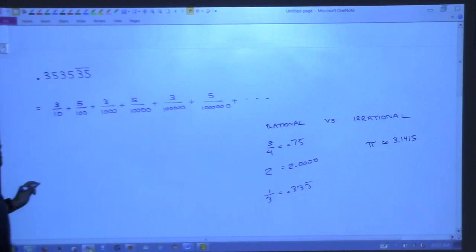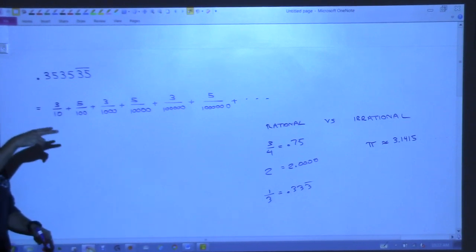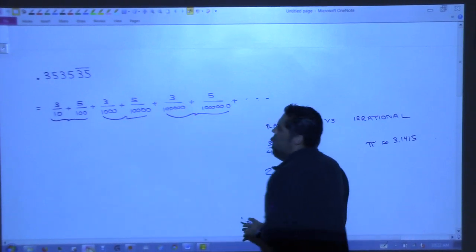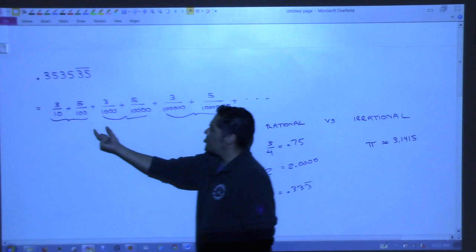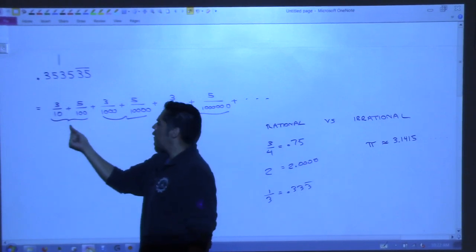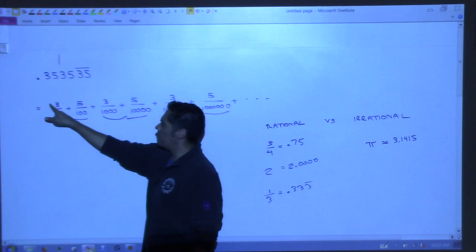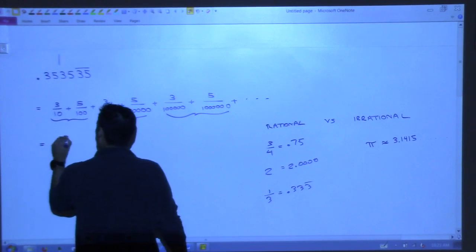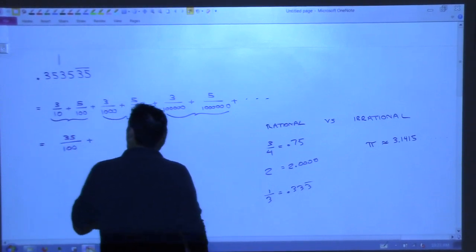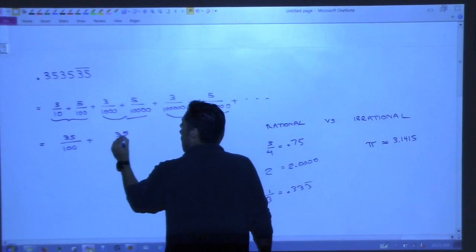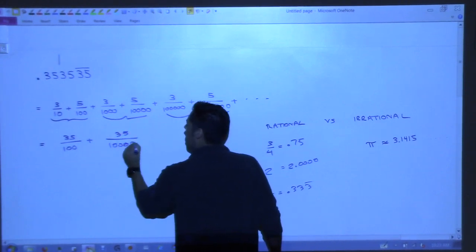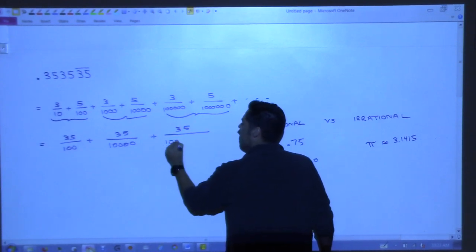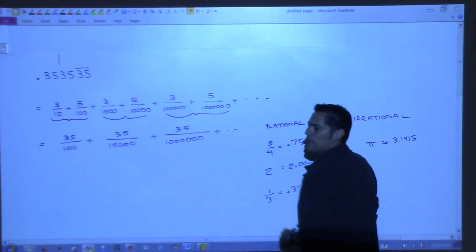Now, because my repeating pattern is 3, 5, 3, 5, 3, 5, I'd like for us to put these two together, these two together, these two together, and let's see what we would get. You would have to do a common denominator here. So multiply top and bottom of this one by 10. So you get 30 plus 5, which is 35, over 100. What would the next one be? 35 over 100 plus 35 over 10,000, plus 35 over a million, plus, and that pattern continues.